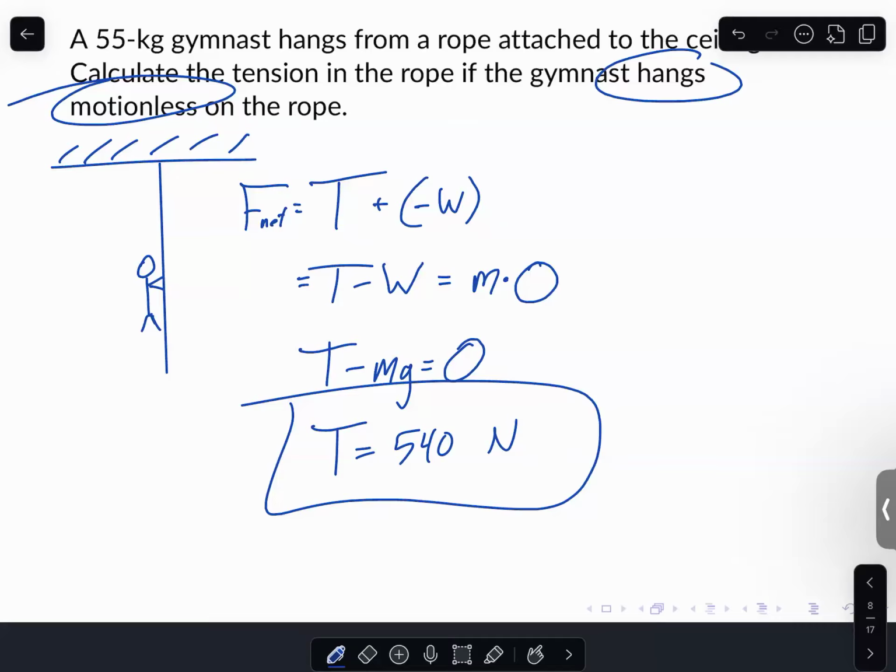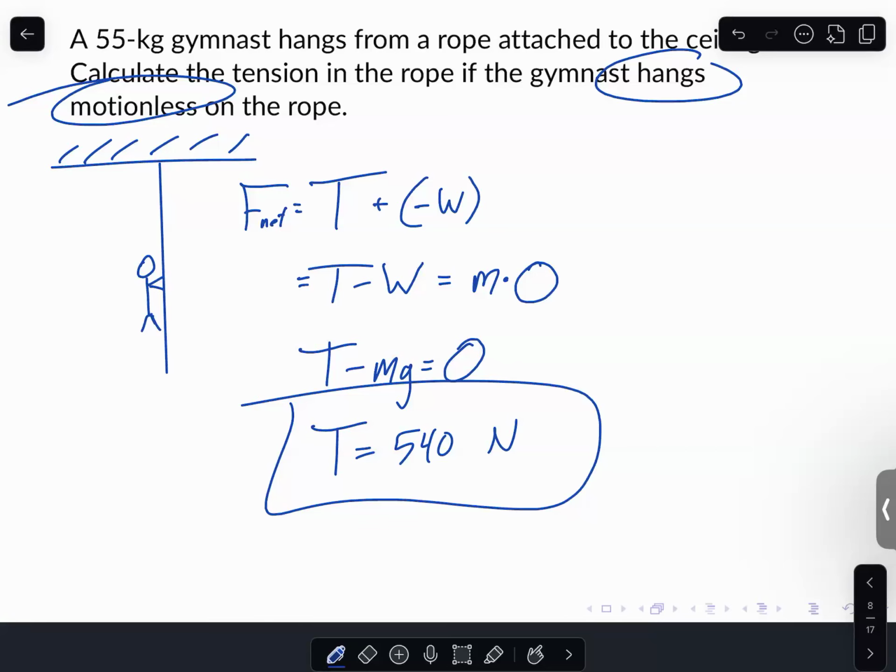55 times 9.8, and I round to 2 sig figs. If you got 539, 540, same difference. I'm not an accountant. Significant figures are not a skill that I'm teaching in this class. So if you get an answer that is very close to mine but has more decimal places, you got it right, okay? I will never ever give you something where the correct answer, the standard physics answer, and what you get out of your calculator are significantly different.